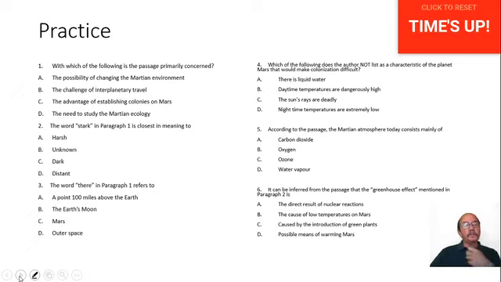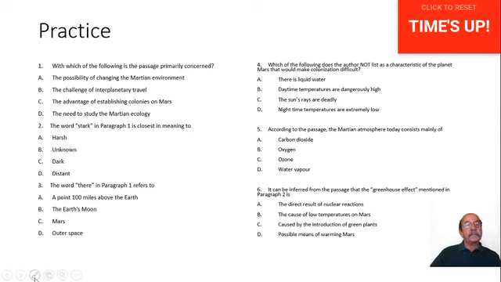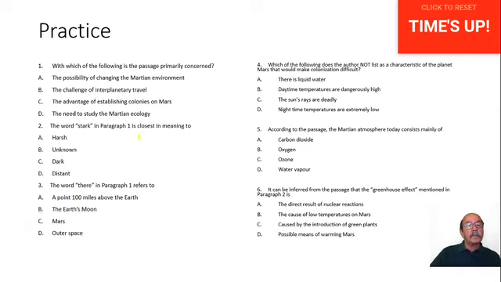So with which of the following is the passage primarily concerned? Which answer do you feel is the best answer? We're not talking about the possibility of changing the environment. You're not talking about interplanetary travel at this point. So the best option here would be the D option, right?